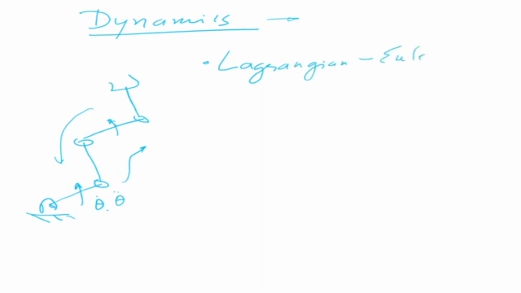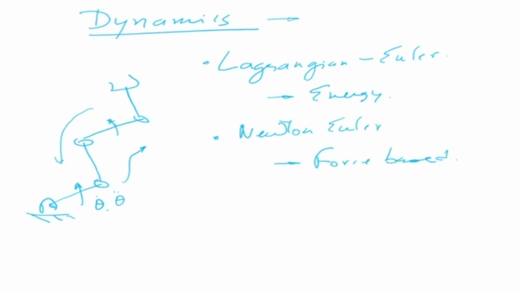Now the Lagrangian Euler method is basically an energy method, we'll come to it. So Lagrangian Euler is an energy based method. Then there is Newton Euler, which is basically force based. So these are methods of formulating the dynamic equation. First we'll look at Lagrangian Euler, then we'll look at Newton Euler.